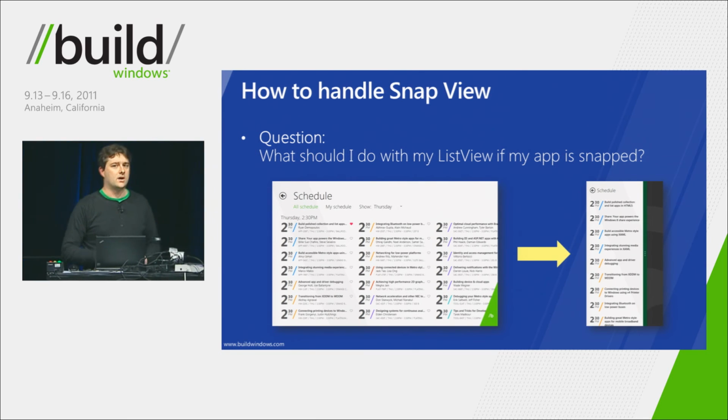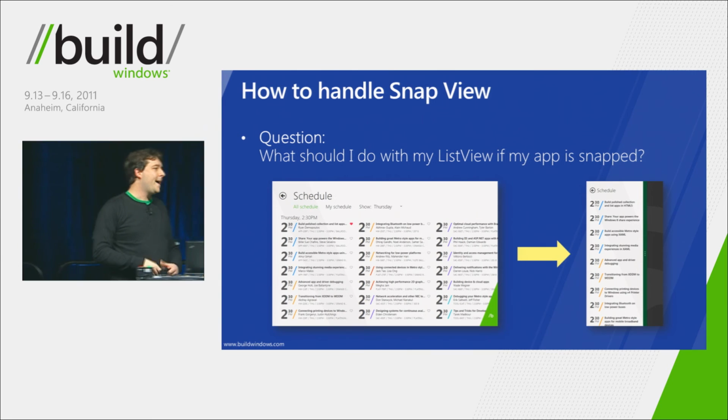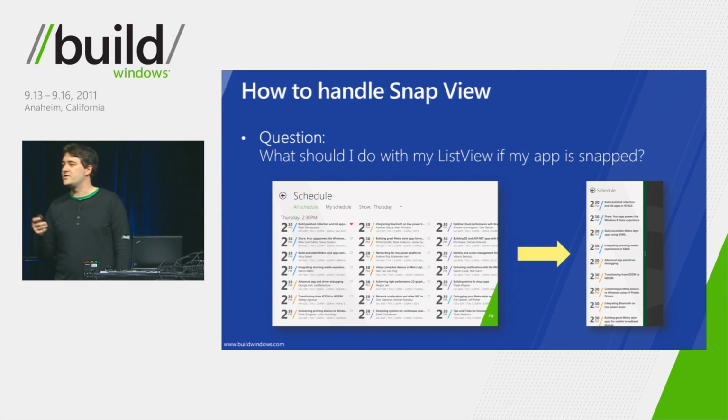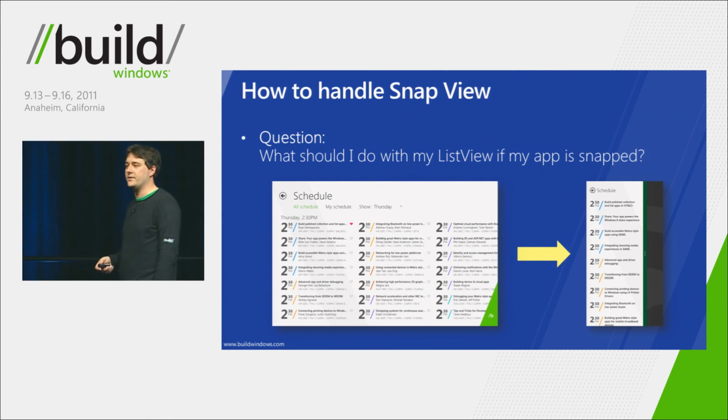So you guys, I think, are aware of what snap view is now. It's when your application goes from that full view to being docked on the side of the screen. Applications can be snapped at any time. And because the list view shows collections, and because collections are so upfront and center, we get this question all the time when people are using our APIs. What do I do with my list view if somebody just snaps my app? What on earth am I going to do?